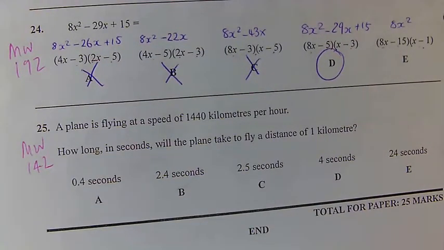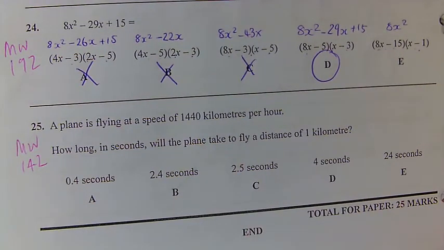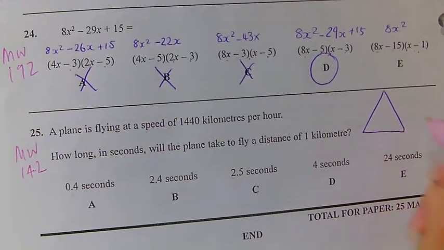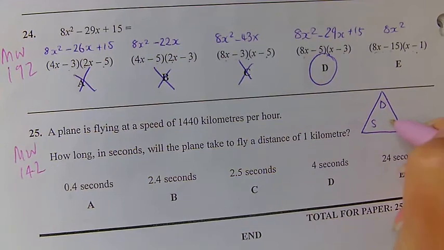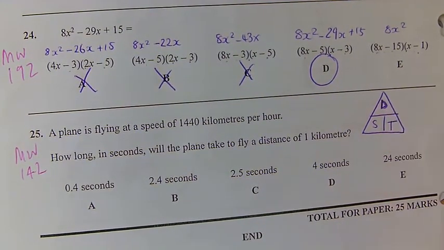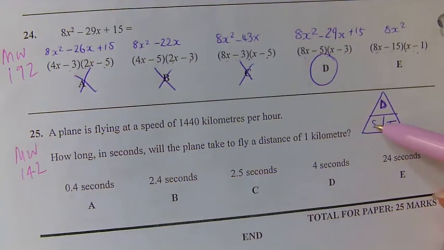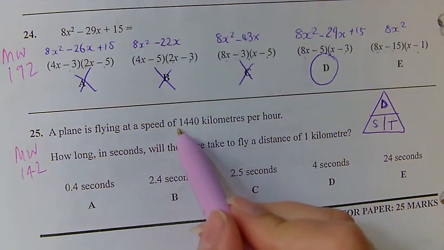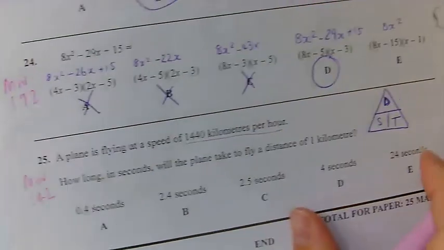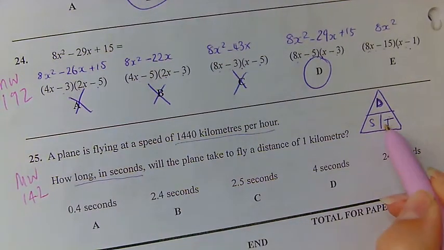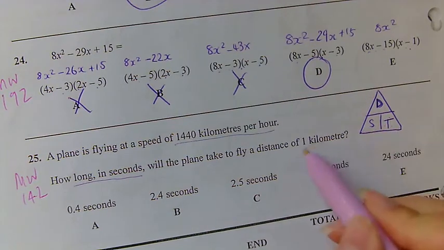Okay, a plane is flying at a speed of 1,440 kilometers per hour. You need to remember your speed, distance, time triangle. Okay, I don't mind how you do it. I remember it, the D goes at the top, but it's up to you. You can remember STD, you can remember DST. I don't mind how you do it. Okay, so it's flying at speed. So we've got the speed in the exam. You can take a highlighter and highlight that. That's fine. How long in seconds will it take to fly a distance of a kilometer?